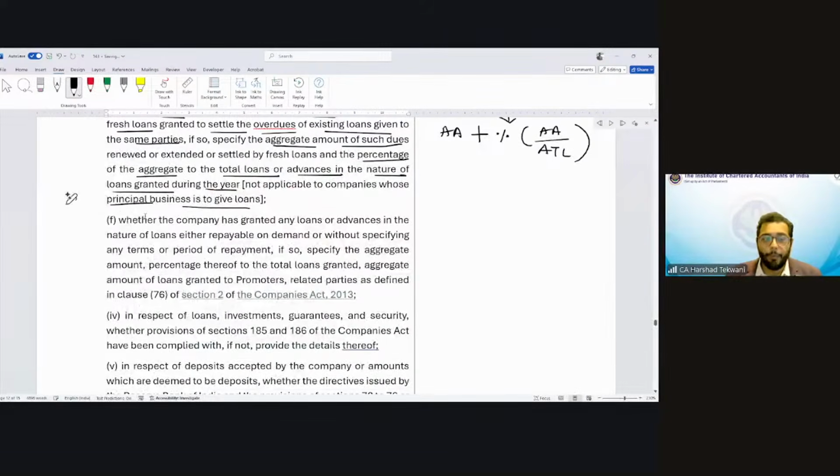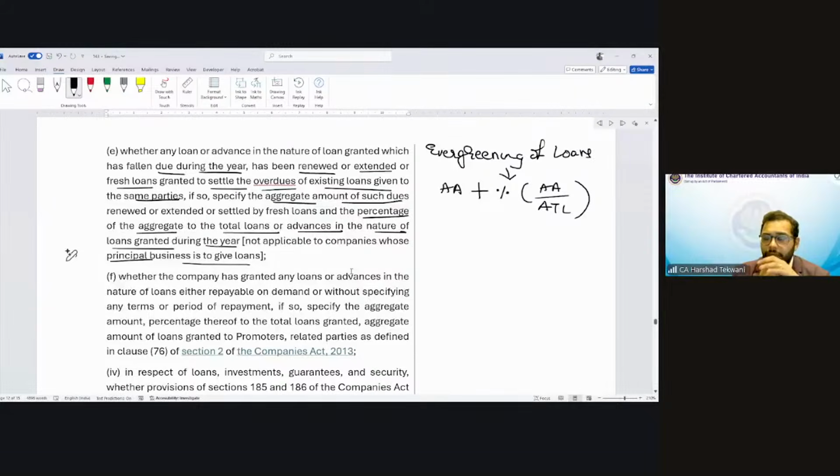Okay. Sir, one query. It's good to know about evergreening. What is the meaning of evergreening here, sir? You every time make it green, fresh. It is not going to wither at any point in time. It is not going to go away at any point in time. It is fresh and green every time. That is evergreening of loan. Okay, sir. Thank you.